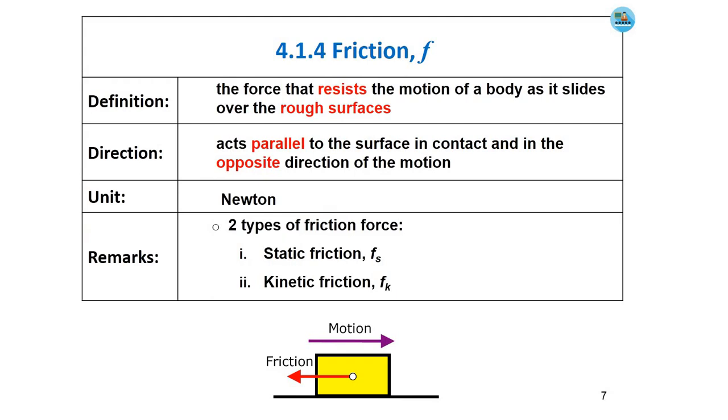4.1.4 Friction. The force that resists the motion of a body as it slides over a rough surface. Direction acts parallel to the surface in contact and in the opposite direction of the motion. Unit is Newton. There are two types of friction force. First is static friction. Second is kinetic friction. Look at the picture. If the ball moves toward the right, its friction is toward the left.